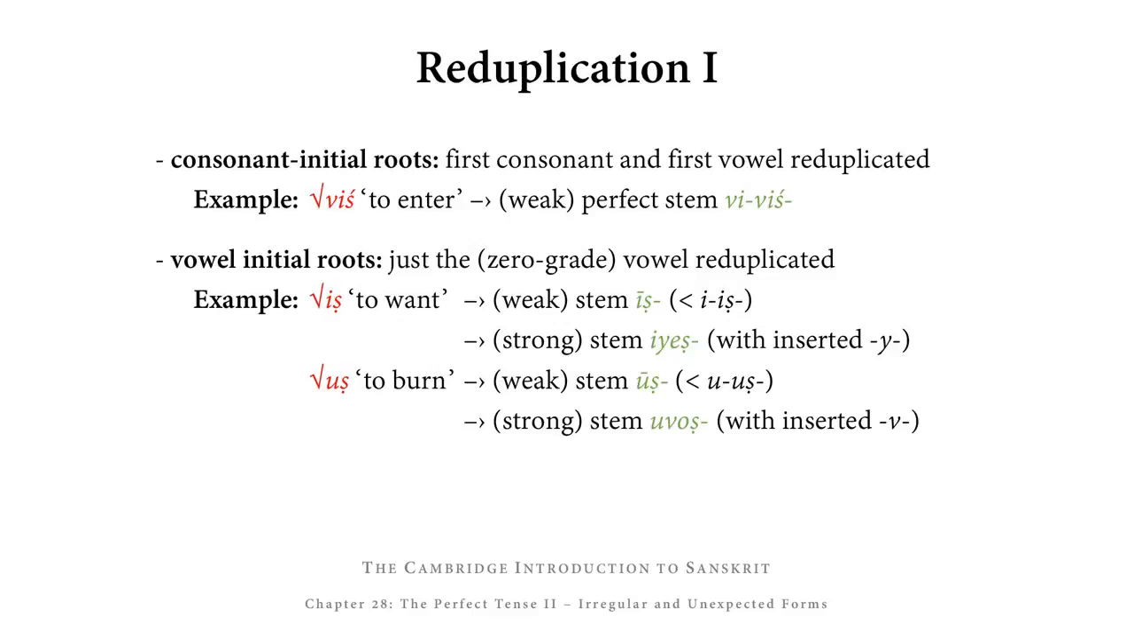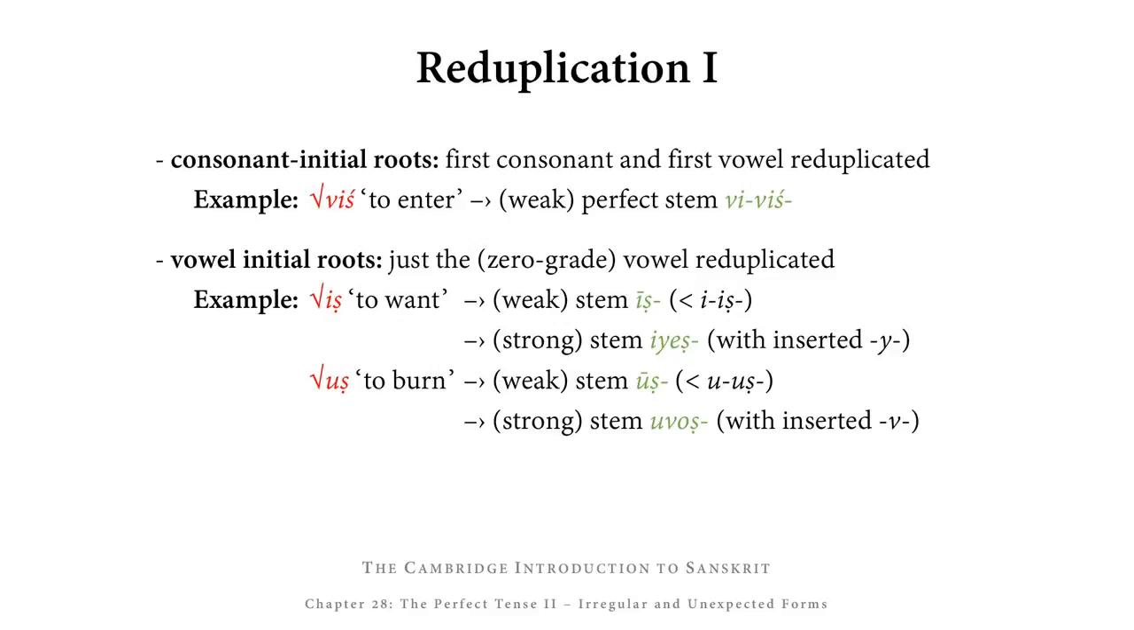However, whenever a root begins with a vowel, there is no initial consonant that we can reduplicate, and we reduplicate only the initial vowel, and specifically we reduplicate this vowel in the zero grade. So, for example, of ish, to want, the reduplicative syllable would be i. Of ush, to burn, the reduplicative syllable would be u.